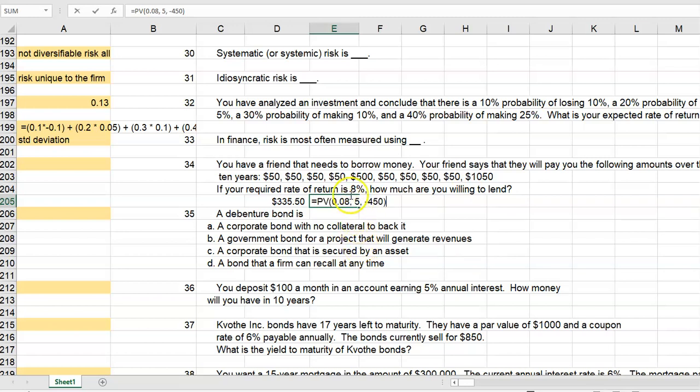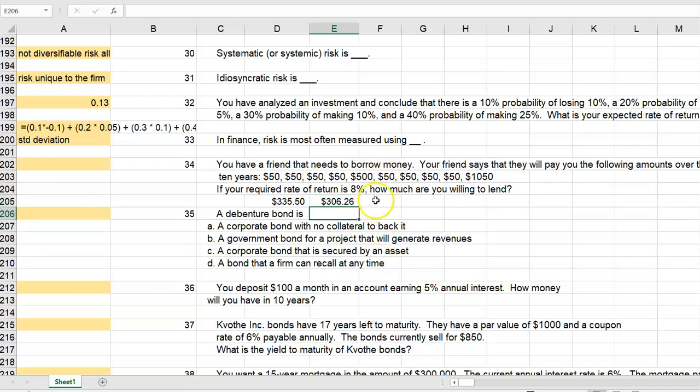Present value, 0.08. That's my number of periods. Let me rate 5 periods out. Oh, it's not a payment. That was stupid. 0, comma. There we go. No payments. I just get the 450. I don't have payments. That was dumb.